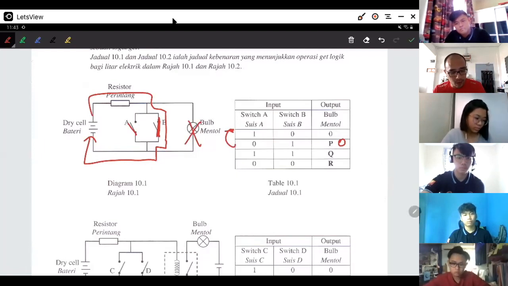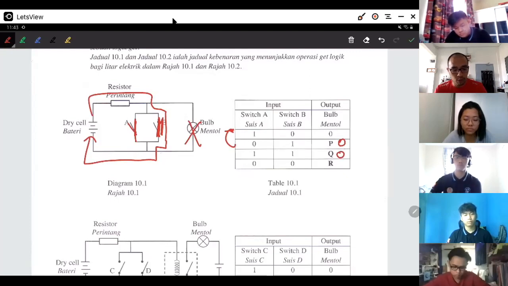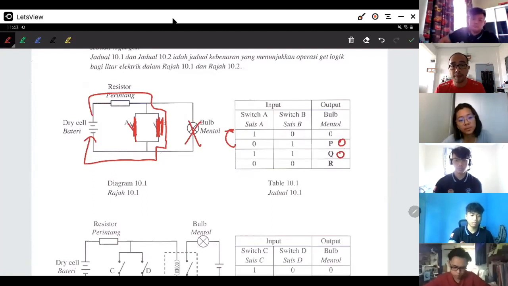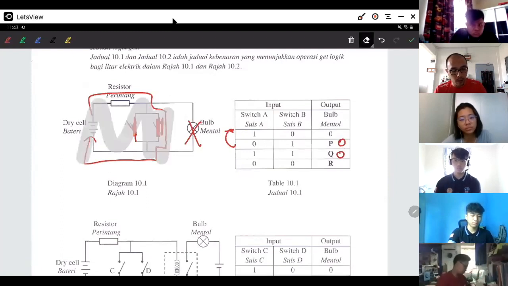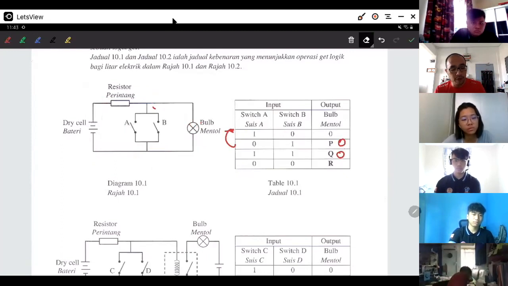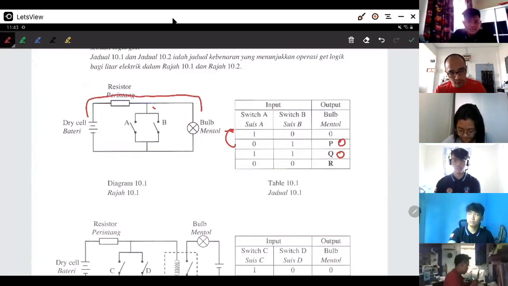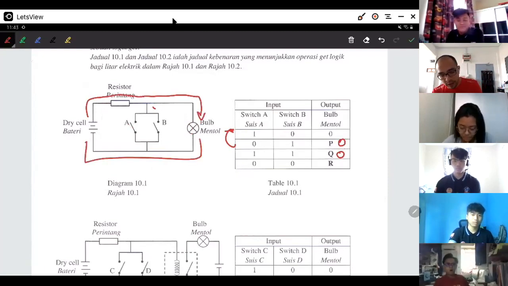But if this is 1 and this is 1, this is probably the point of contention, right? If this is 1, this is also 0, because now the current has not just one path with no resistance, but two paths with no resistance. So the only way for the current to flow through the bulb is if you turn both of these off. When you turn both of these off, the current has no choice. It has to flow through the bulb. So over here, the bulb will be on.